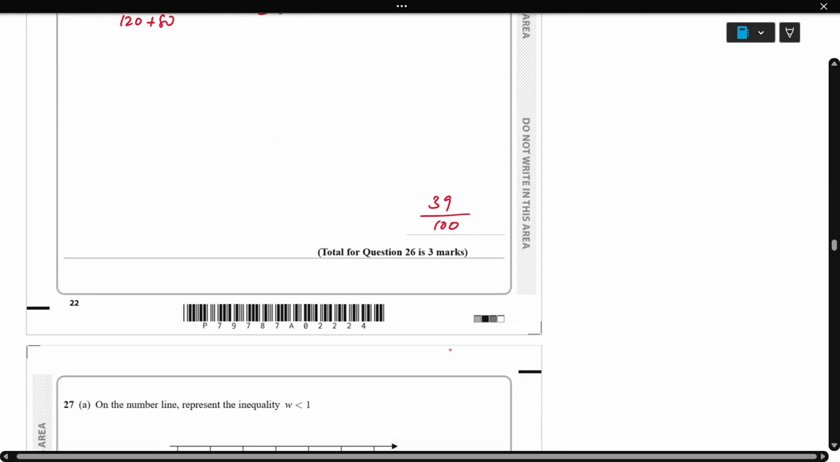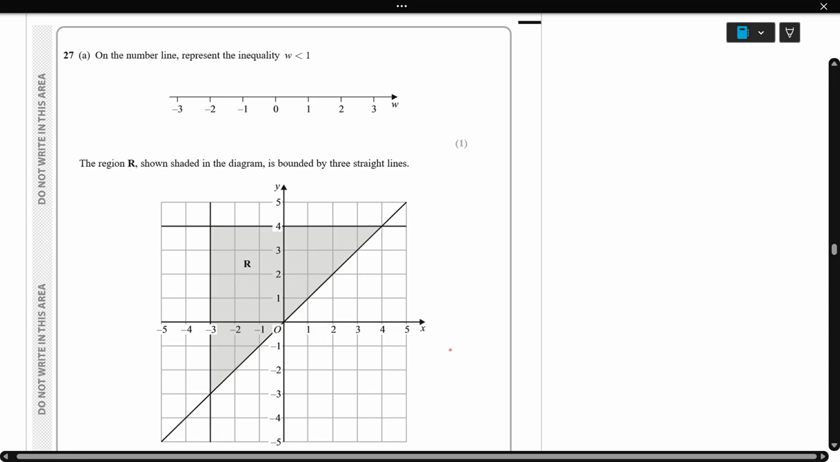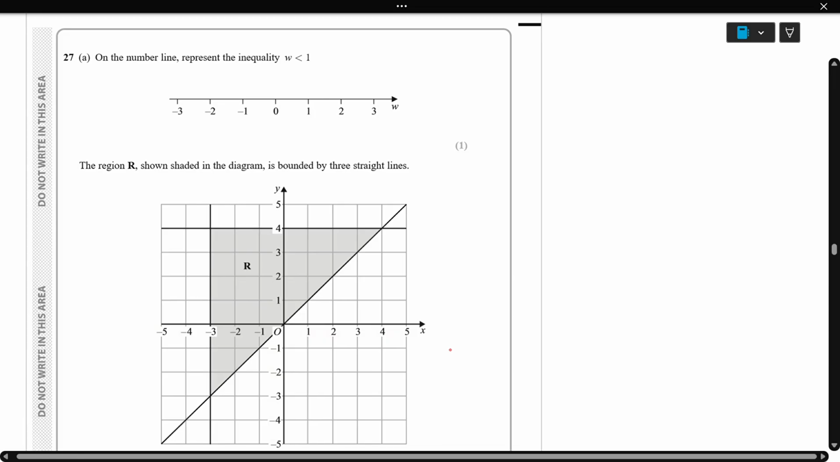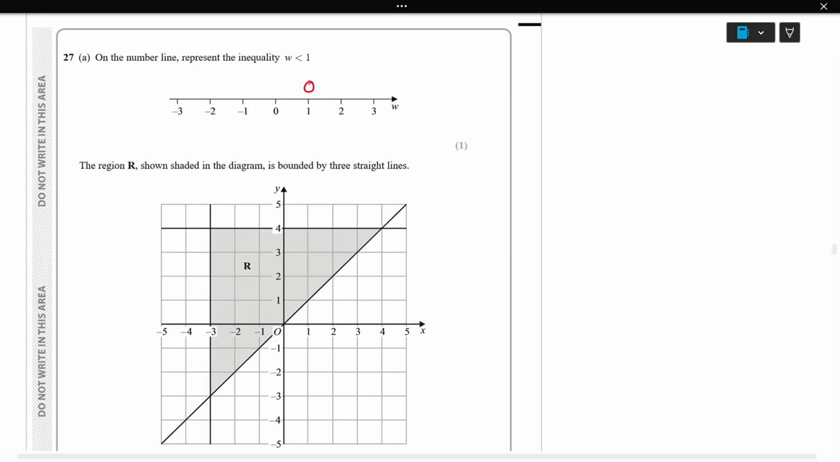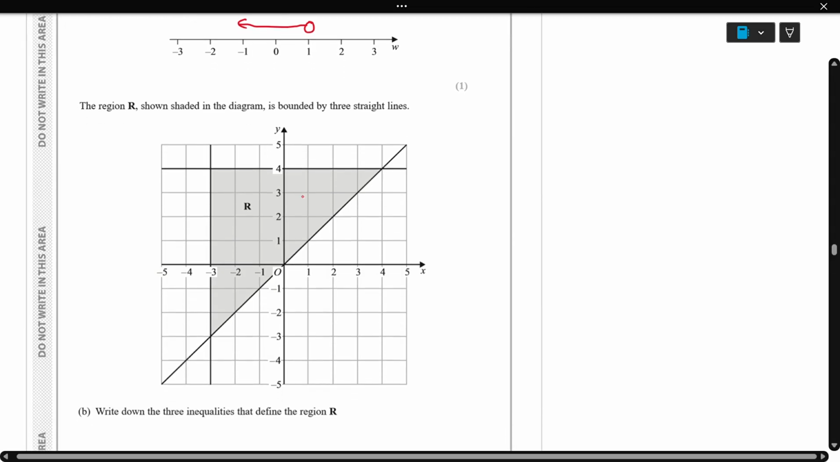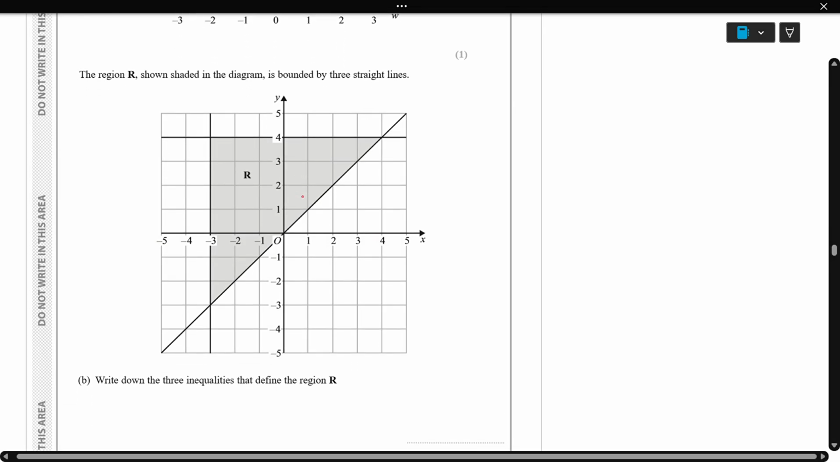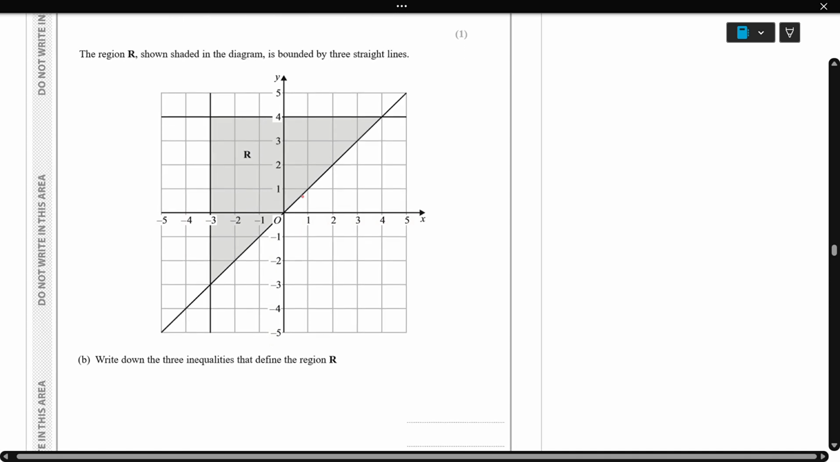The next question. On the number line, represent the inequality w < 1. So 1 is not included, so you have to make an open circle here. Since it is less than, just put an arrow going back. Done.